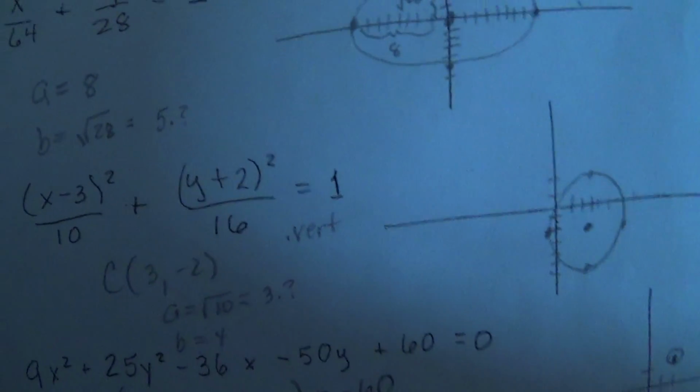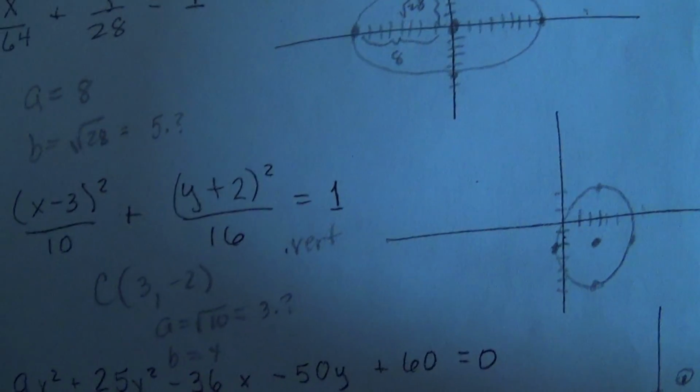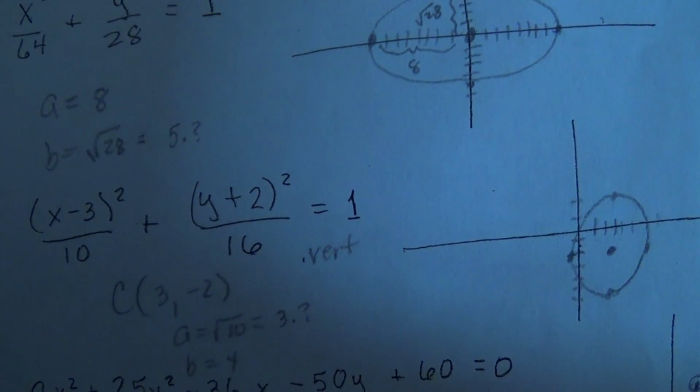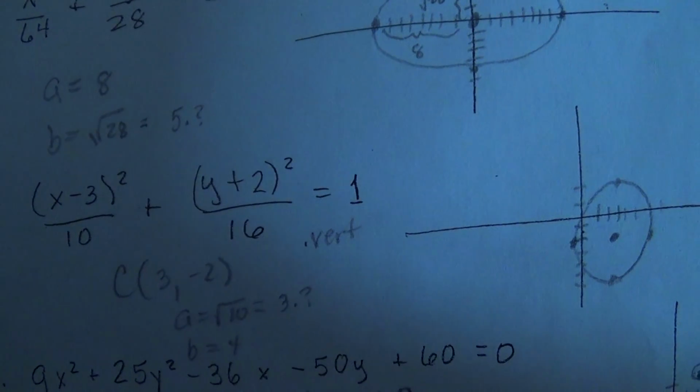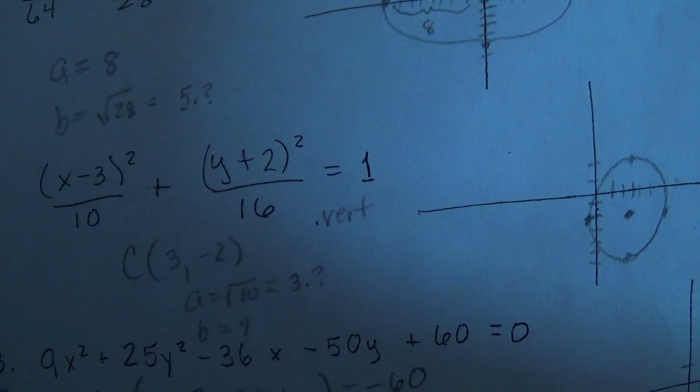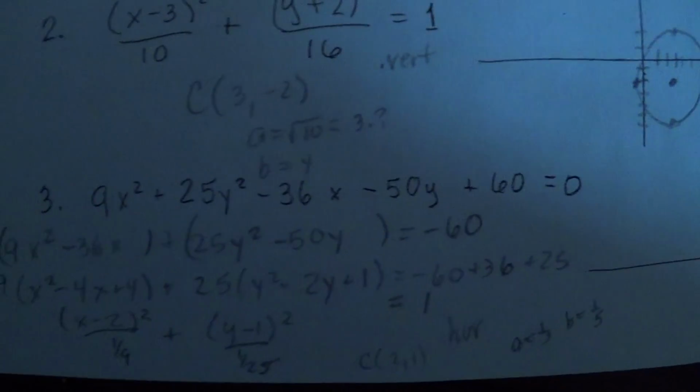So you go from 3, -2, how far up do you go? 4 up and 4 down. Mm-hmm. And then over 3.16 and to the left 3.16. Which is the square root of what? Very good.